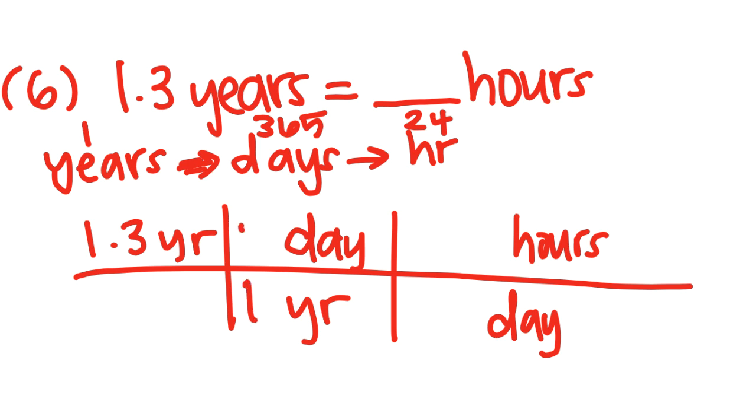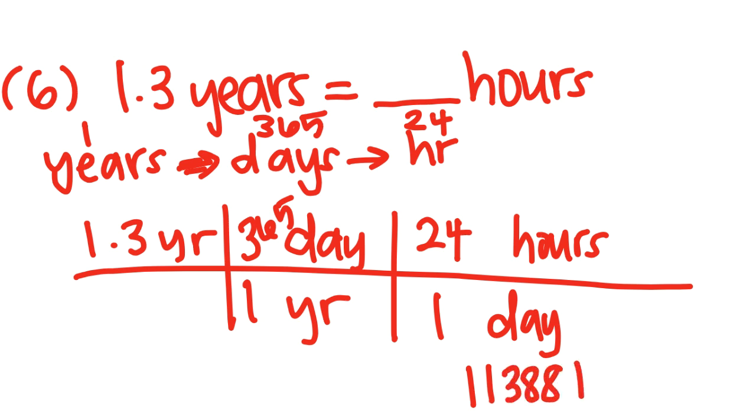So 1 year is 365 days, and 1 day is 24 hours. This one I am going to use my calculator really quick. I have 1.3 times 365 times 24. I get this big number, 11,388 hours. I'm still having to take into play significant figures. I'm starting with 2 significant figures here, so this is just going to become 11,000 hours.